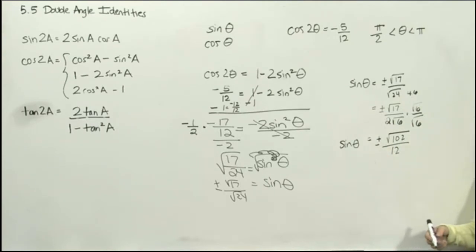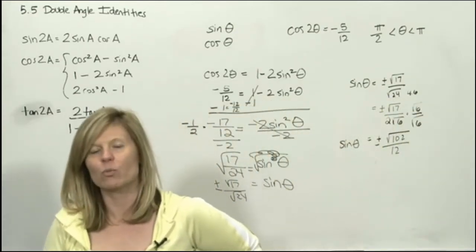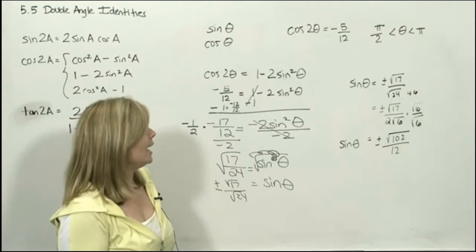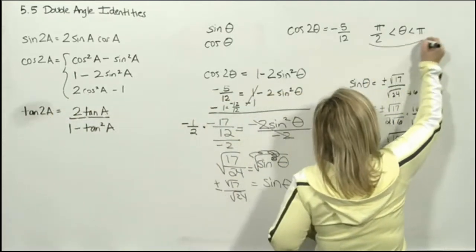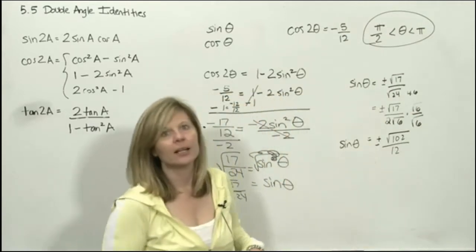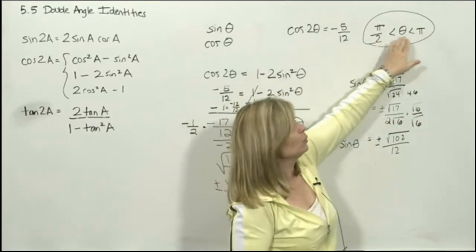So now we've got to decide which one it is. Is it positive or negative? Well, the only way we're going to know if sine is positive or negative is to know what quadrant we're drawn in. So again, here we go. There's a piece of information right here that we haven't used yet. It says angle theta is between pi over 2 and pi.